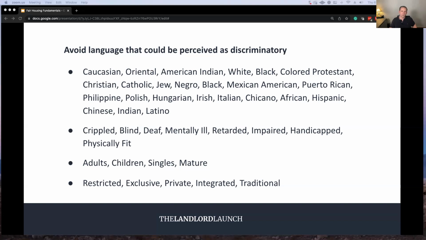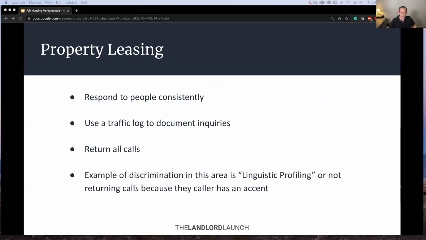And these are actually words that HUD will look for in marketing and advertising to determine if there's even a potential. If they see this type of language in marketing and advertising out there for an apartment community or whatever else, that's a red flag. They'll send testers. They'll just start randomly testing to see if there's any actual discrimination happening, especially if it's on the border. In your leasing practice, respond to people consistently.